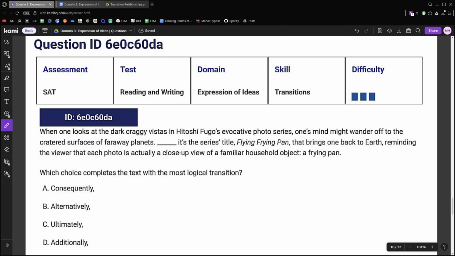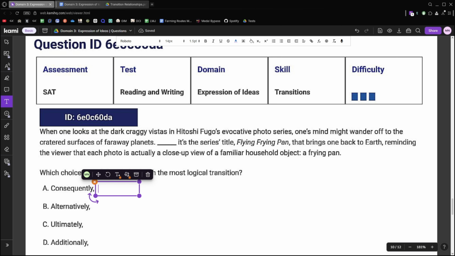Line number 10. Let's label our answer choices. Consequently, that is a cause and effect, a consequence of something, an effect of something. Alternatively, now this could be a contrast or another option kind of transition word. Alternatively, you're giving an alternative, you're giving a different choice. But you could also use it like the word instead, where it could also kind of lean towards the contrasting side.